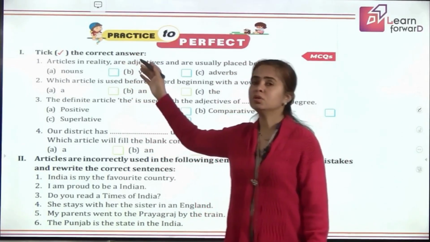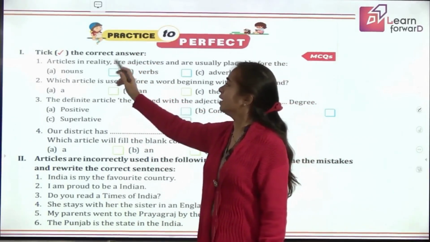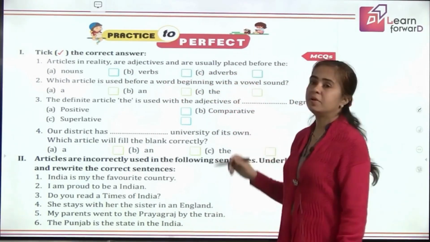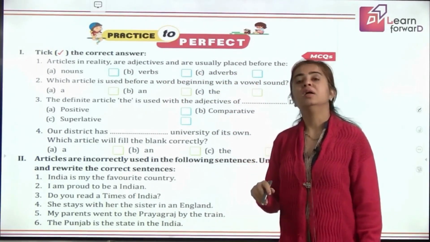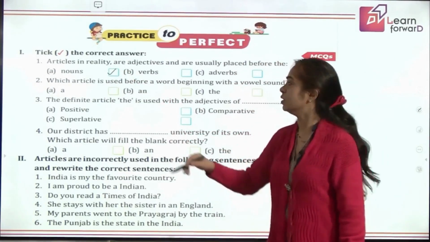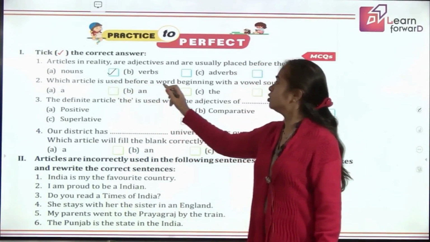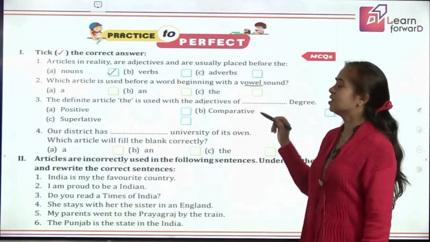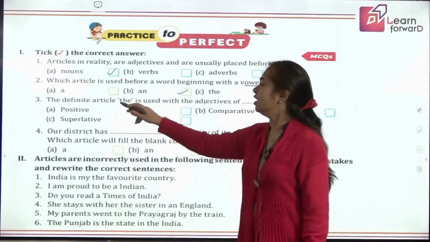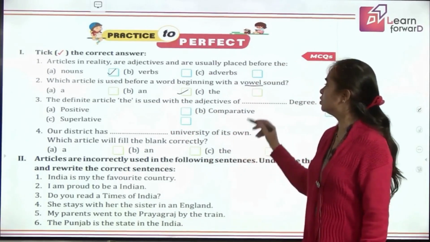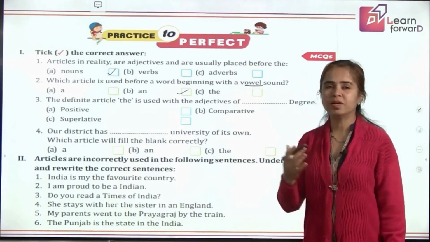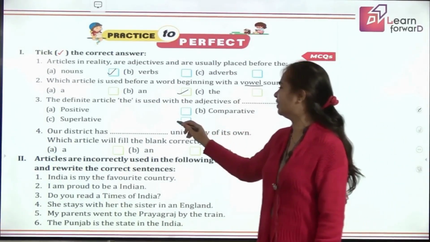It's time to do the practice now. Choose the correct answer. Articles in reality are adjectives and are usually placed before the nouns. Yes, they are adjectives actually. Which article is used before a word beginning with a vowel sound? Which is used? An. Yes, perfect. The definite article the is used with the adjectives of which degree we have done? Perfect, superlative. So do we have that word here? Of course.